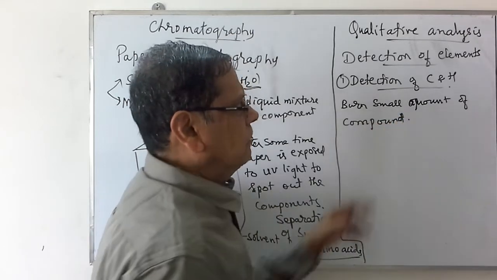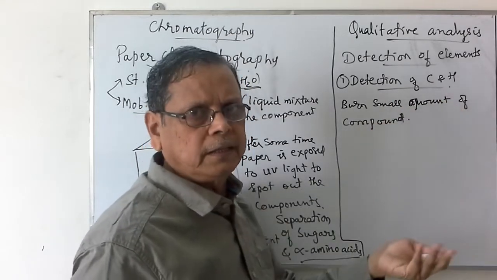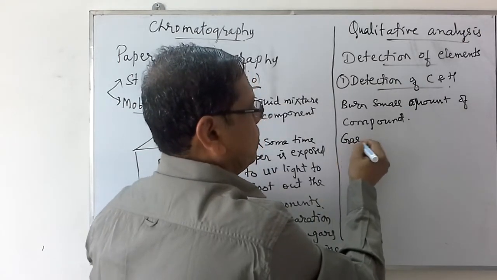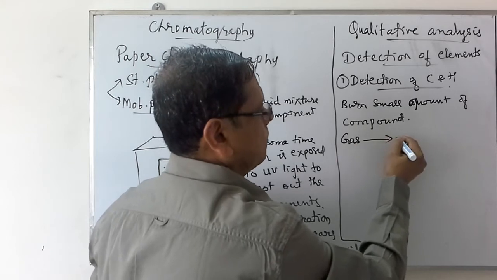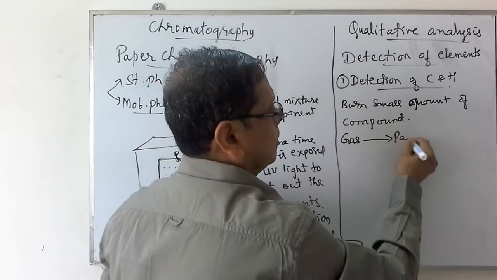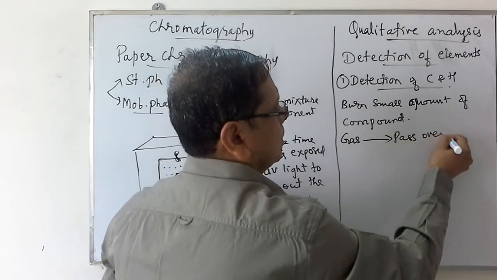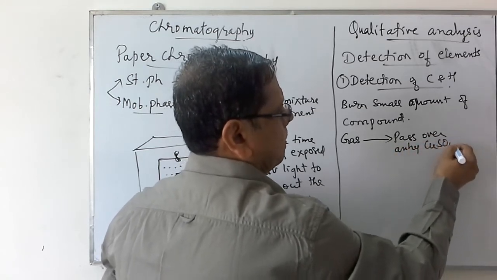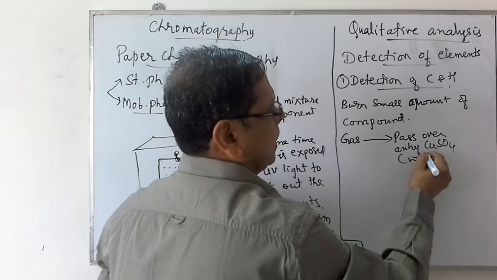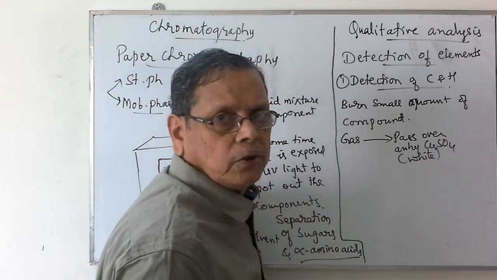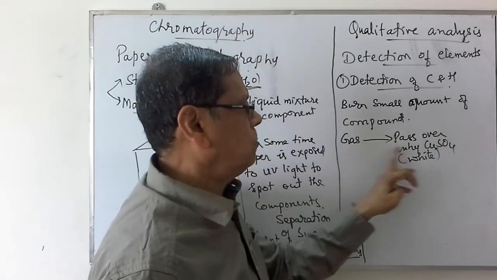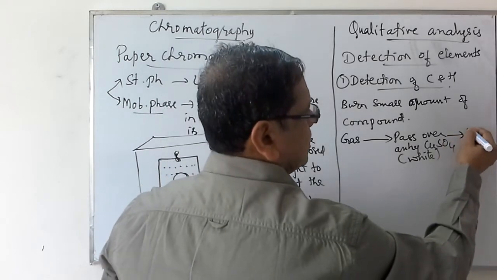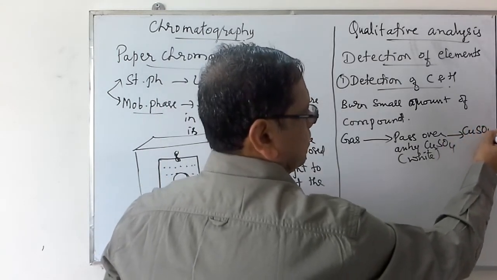Then what we get is, when all organic compounds are burnt, they liberate the gases. So when we get this gas, first you have to pass it over anhydrous copper sulfate. This is actually white or colorless. When we pass this gas over the anhydrous copper sulfate, this copper sulfate changes to blue.